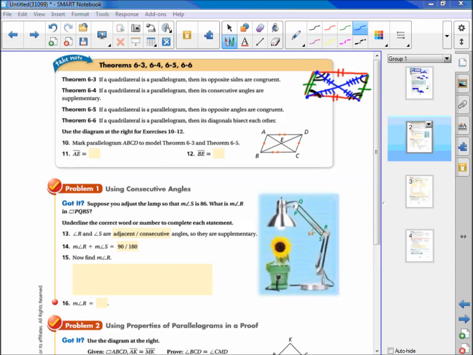All right. Use the diagram at the right for exercises 10 through 12. Mark parallelogram ABCD to model theorems 6.3 and 6.5. So remember, 6.3 said if a quadrilateral is a parallelogram, then its opposite sides are congruent.